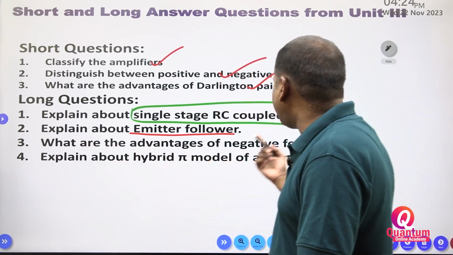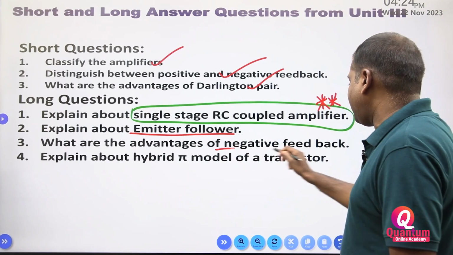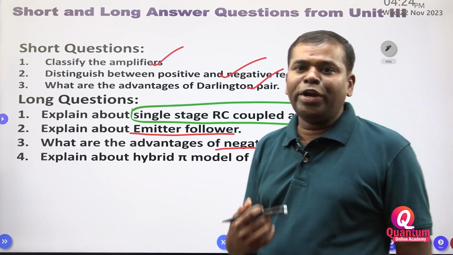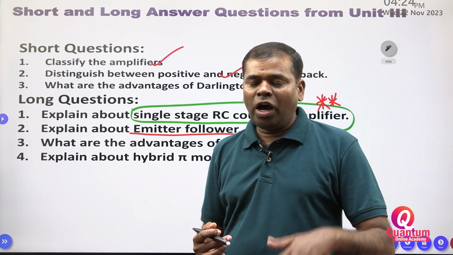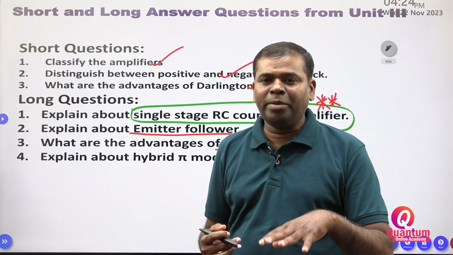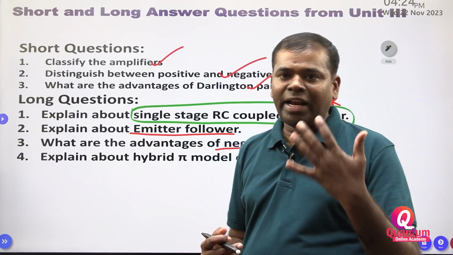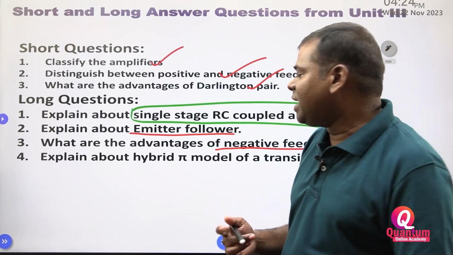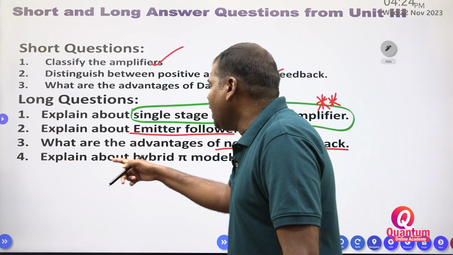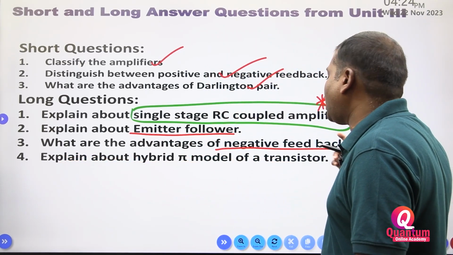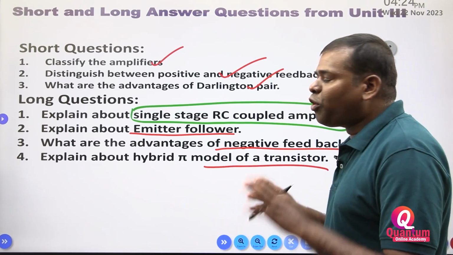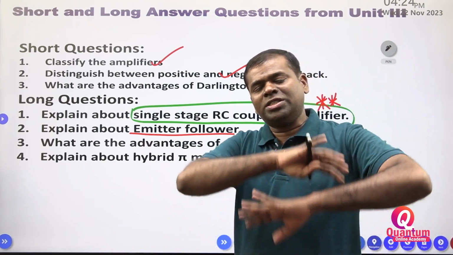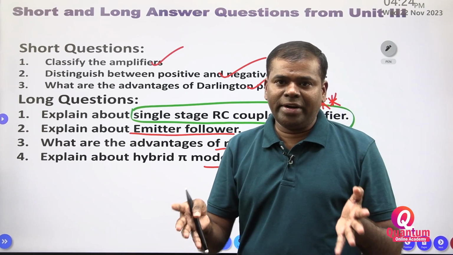So what are the advantages of the negative feedback? It is very important. What is the negative feedback advantage? So noise is less, feedback, it can act as an amplifier. So many advantages are there. Those ones you have to see. Explain about the hybrid pi model of a transistor. So these 4 questions are there. Only 4 questions. The entire unit should be covered, right?